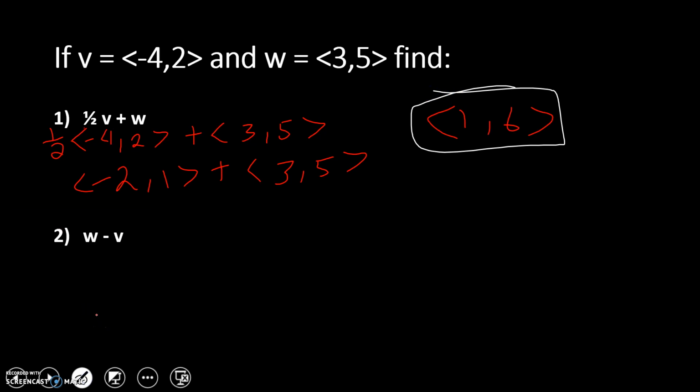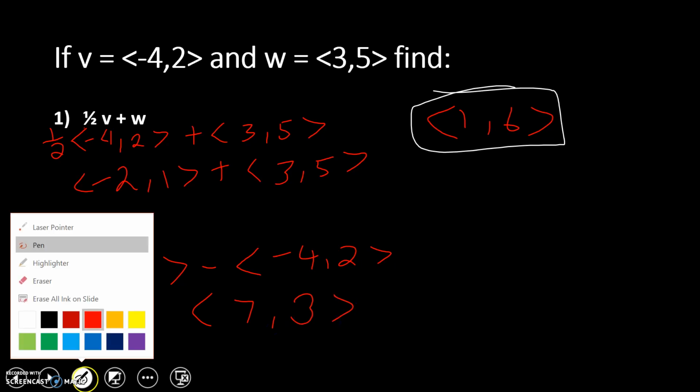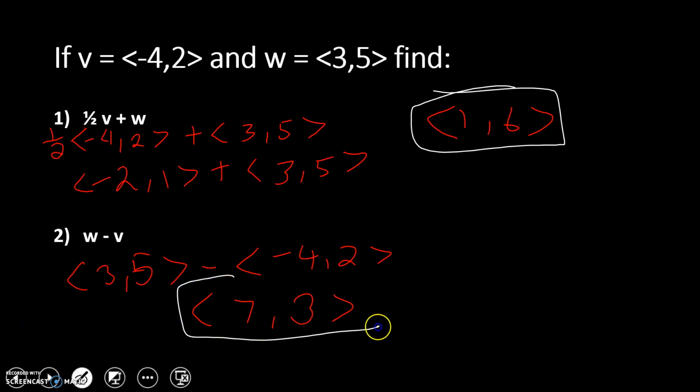Number 2 is w minus v, so we're going to have <3, 5> minus v, which is <-4, 2>. So 3 minus -4 gives you 7, and 5 minus 2 gives you 3. So <7, 3> is your answer.